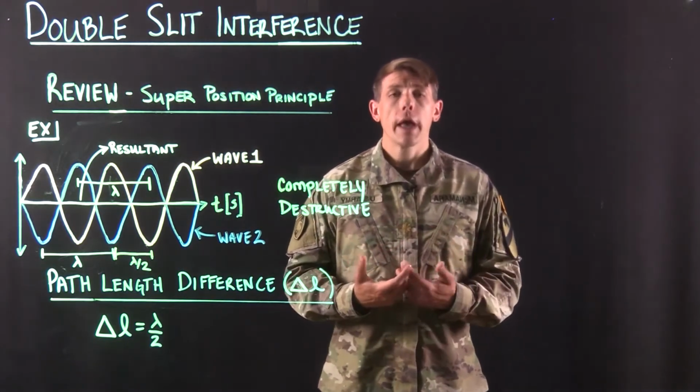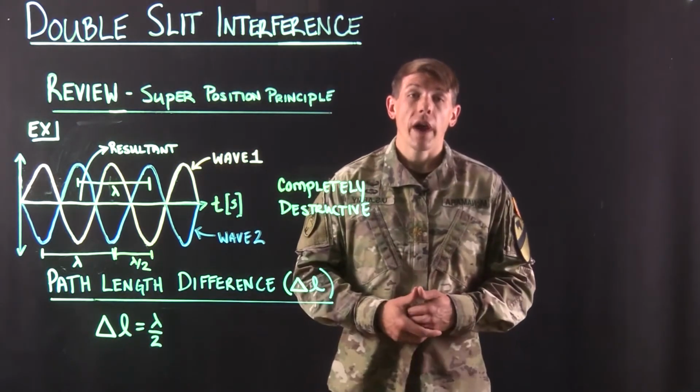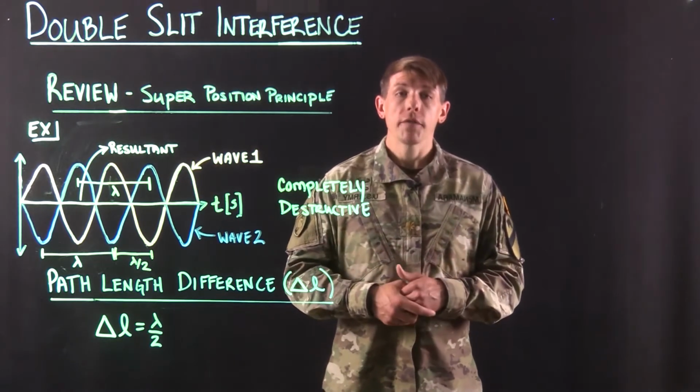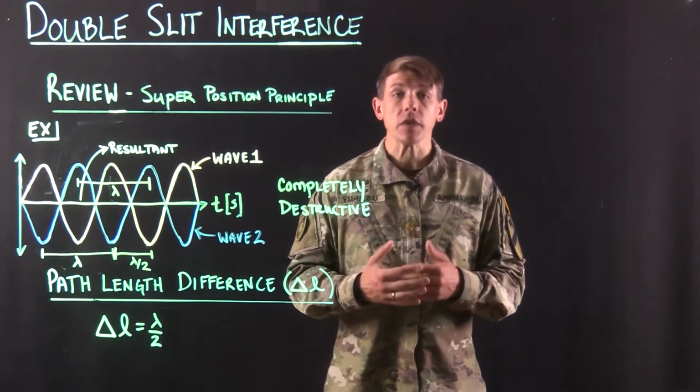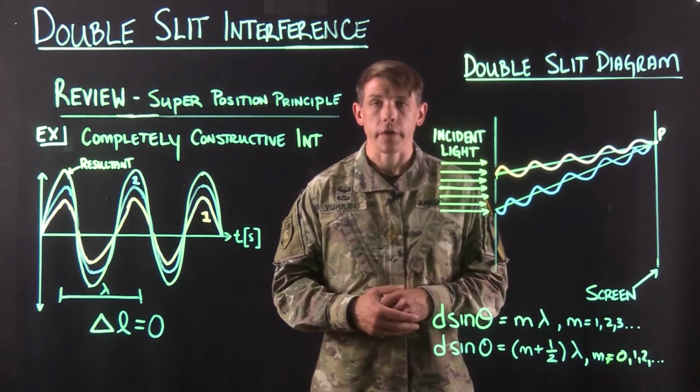Now this is important because having a path length difference of lambda over 2, or having some half multiple of the wavelength, is an indicator that I have destructive interference. Let's look at another case, completely constructive interference.